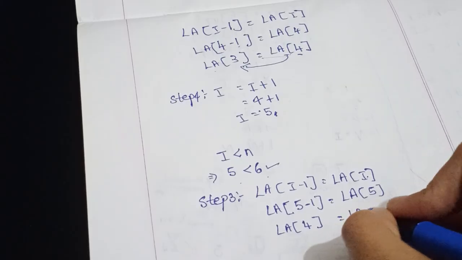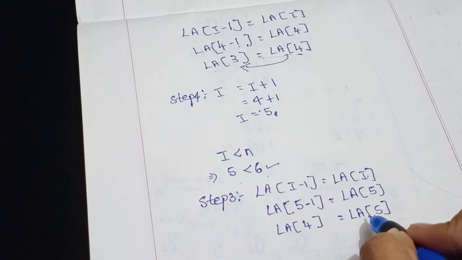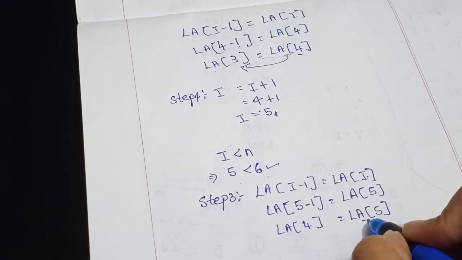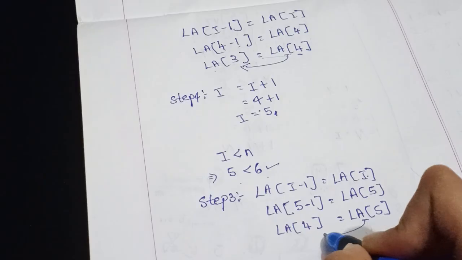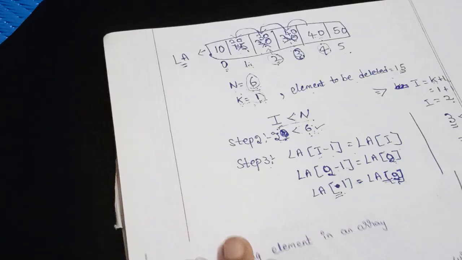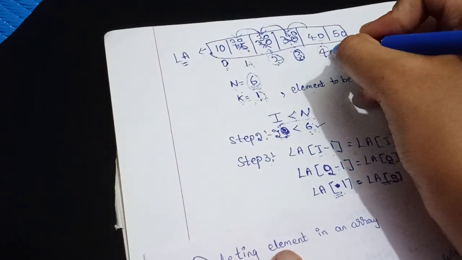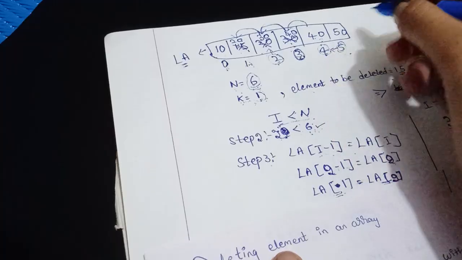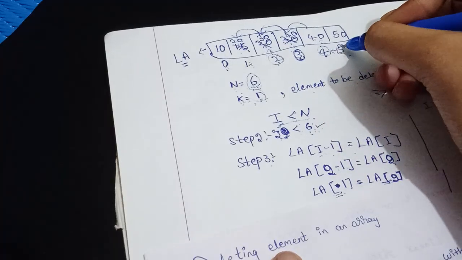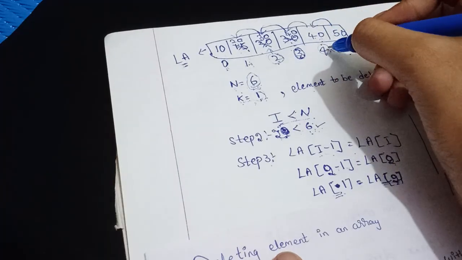Then LA of 5 we have. So what this means is, this LA5 element needs to be copied in the position of LA4. So we'll see, they said LA5 element needs to be copied in this position, that is LA4. So what we have in the position of 5, 50 element I have. This needs to be copied in the position of 4.